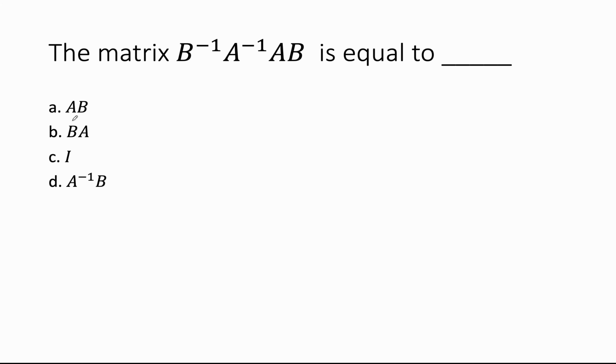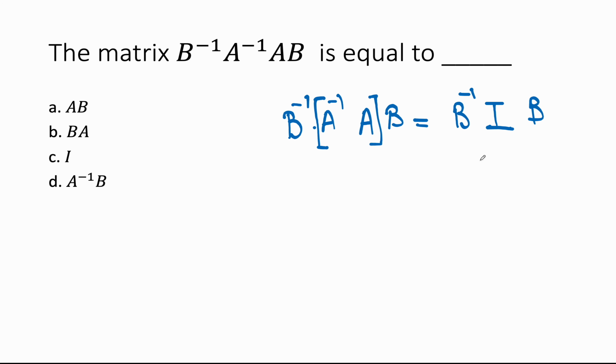Okay, so the next question is the matrix B inverse A inverse A B is equal to... So we can see we'll take this multiplication first. It will be B inverse and A inverse A, where I is the identity matrix. So identity into any matrix will be the same as it is. So B inverse B is I. Okay, so this I is the correct answer.